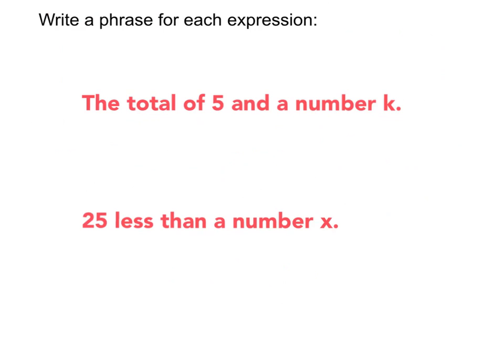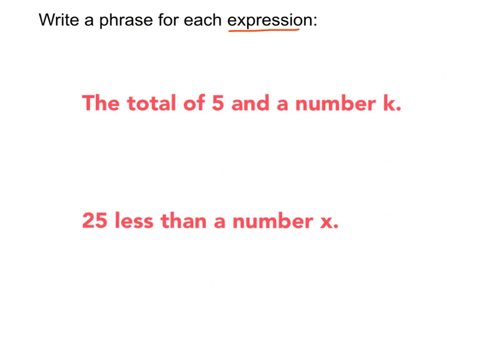All right, so here's what we're going to be learning how to do. Today we're going to try to write phrases for each expression. So I have a sentence I'm going to give you, and we're going to try to write an expression. Now remember, an expression does not have an equal sign. So let's take a look at the first one. It says the total of 5 and a number k.